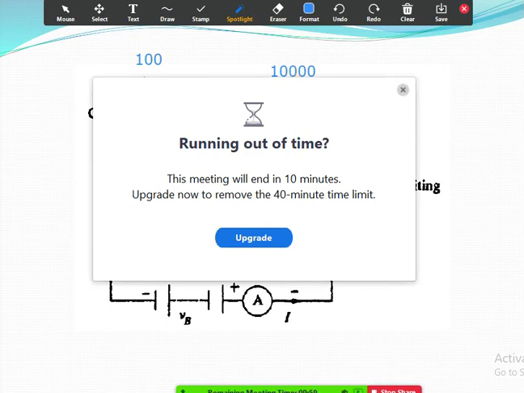So within 10 minutes the session is going to close. You take some 5 minutes break and rejoin again. For suppose if the session ends at 10:10, you take some 5 minutes break, and we'll start the next session at 10:15.